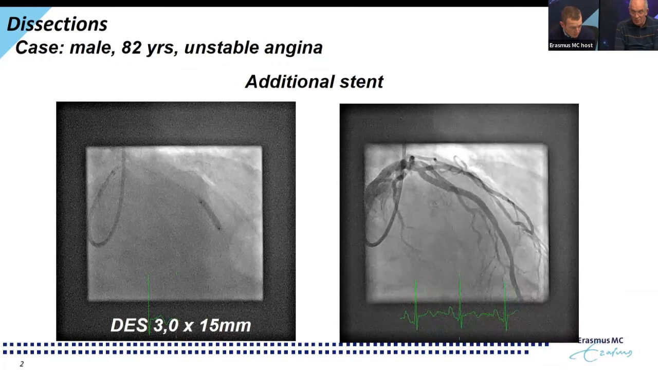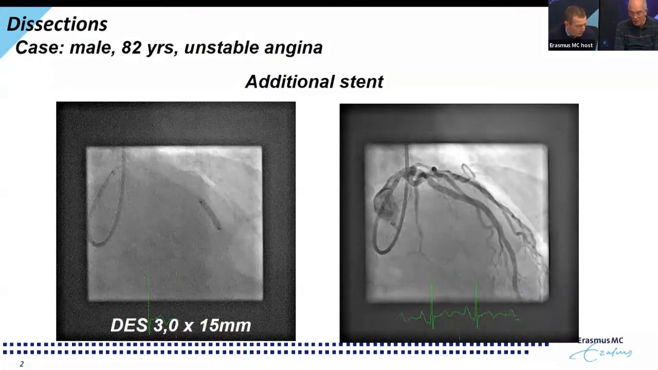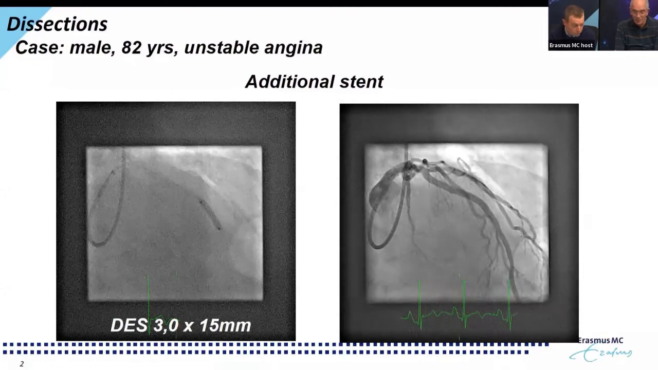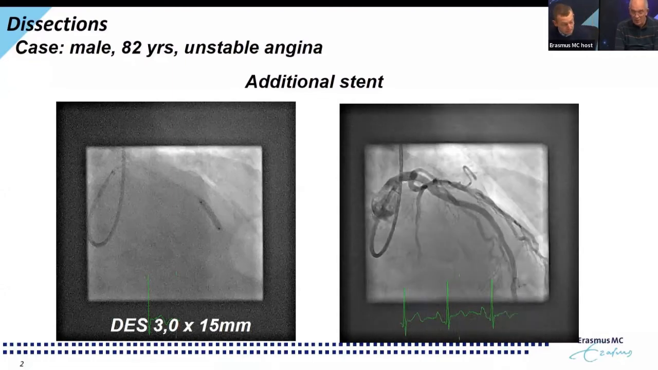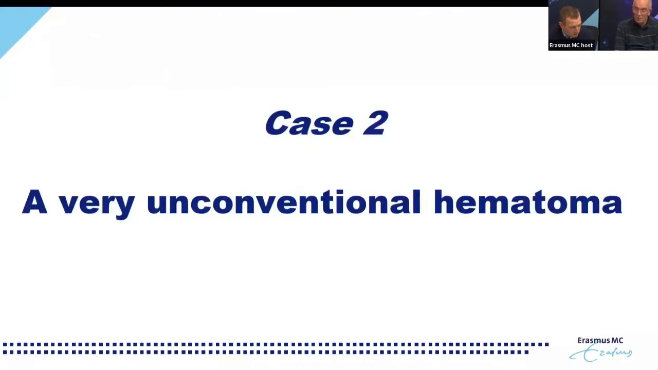Okay, so that was a hematoma. That's perhaps one of the most conventional types of hematomas we encounter in our routine practice. But we've collected more cases for you. And sometimes cases are very unconventional, like this case.